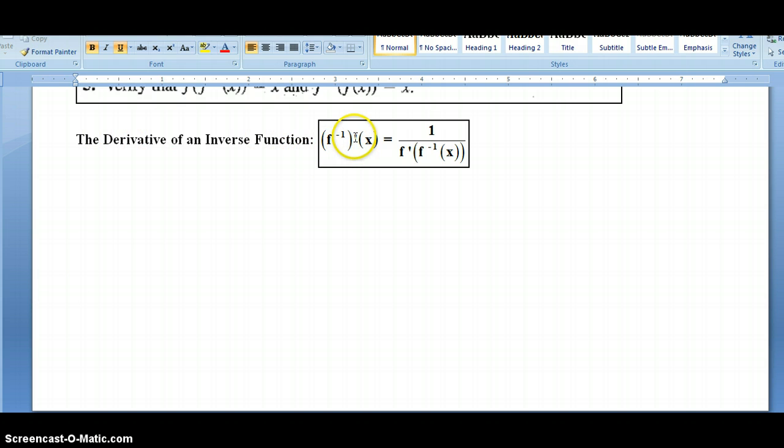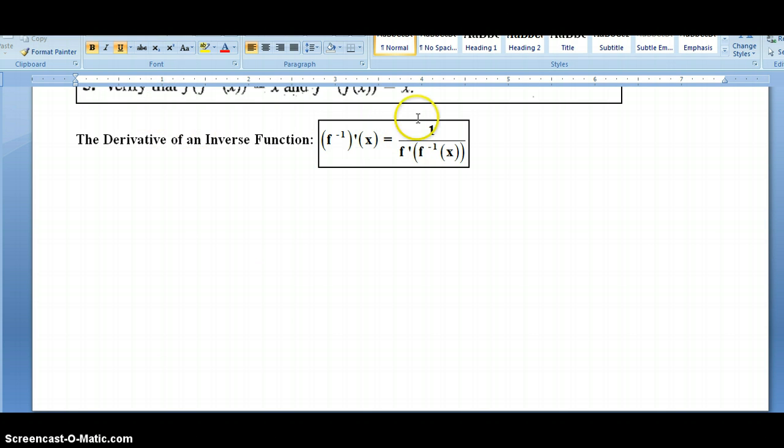So if you are asked to take the derivative of an inverse function, that can be done by taking 1 over the derivative of the inverse function. We're not going to specifically do it just for a function. We are going to do it for a function at a point. That way we can find the derivative of an inverse function at a point, and that tells us the slope of the inverse function at that point.